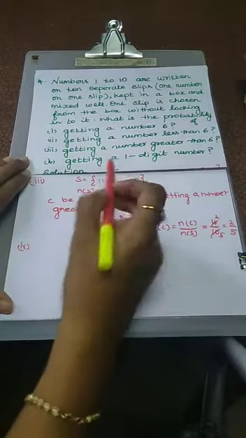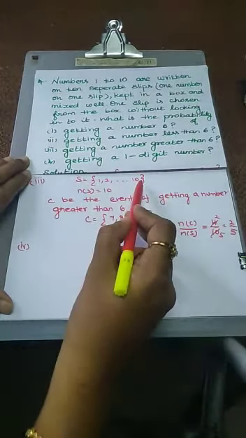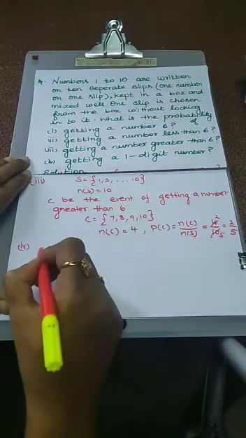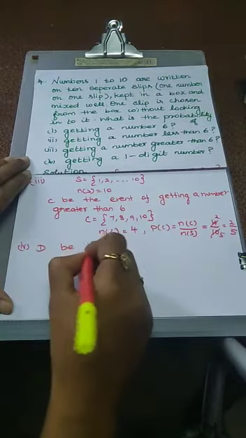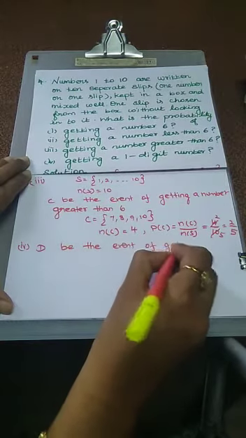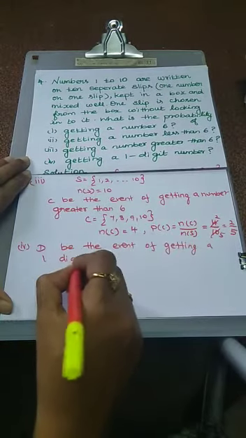The fourth subdivision is getting a one-digit number. Look at all the numbers in the sample space. Except 10, all the numbers are one-digit numbers only. So let D be the event of getting a one-digit number.